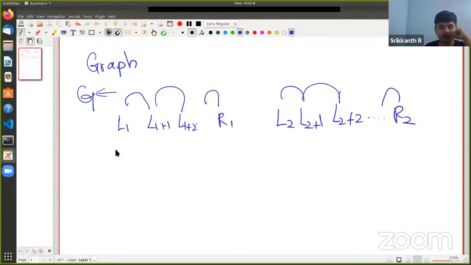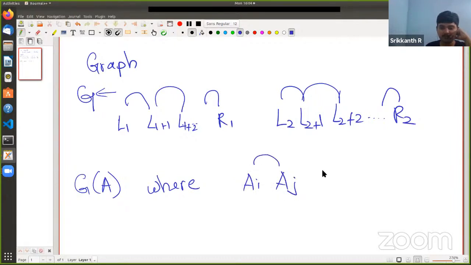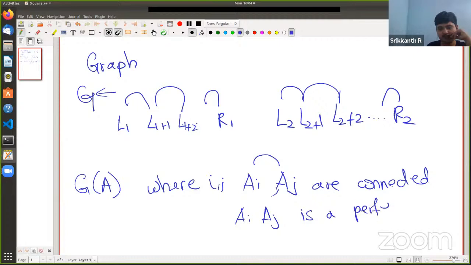And there's also another graph, G of A, where I and J are connected if A I into A J is a perfect square. We want G to be a subgraph of G of A.